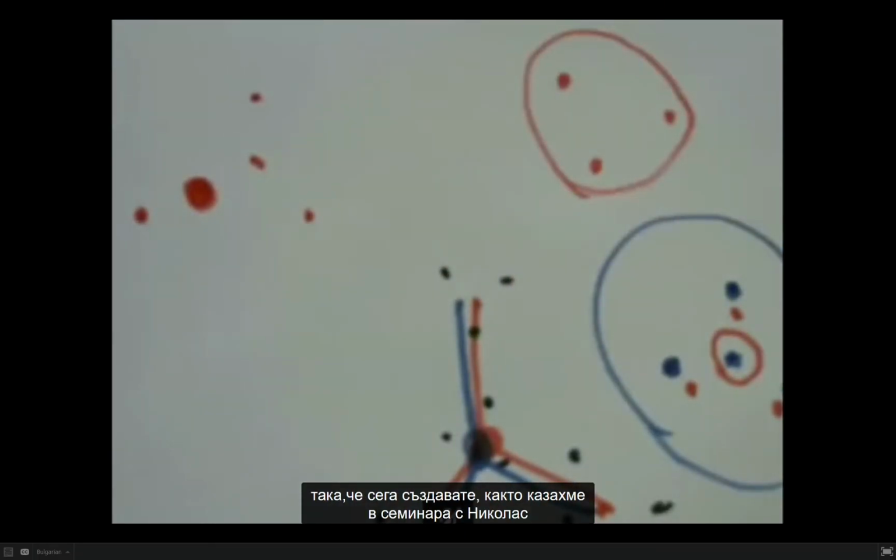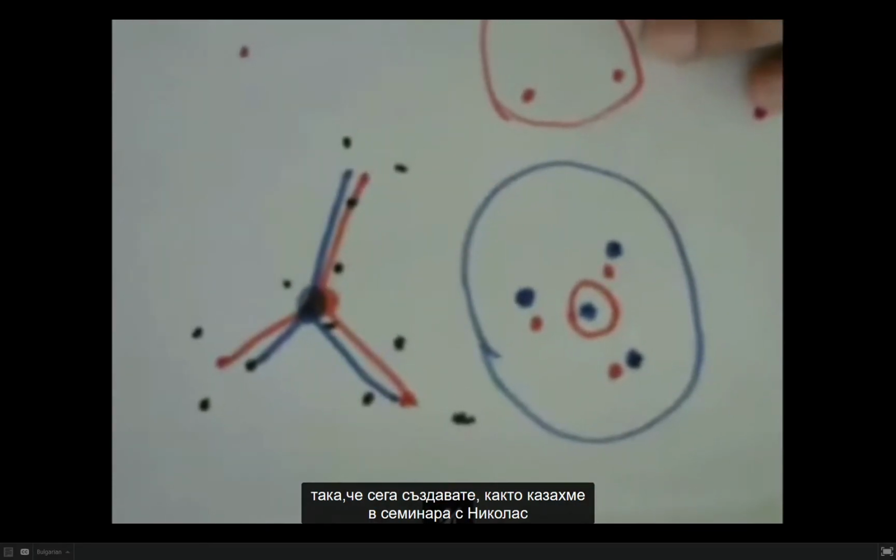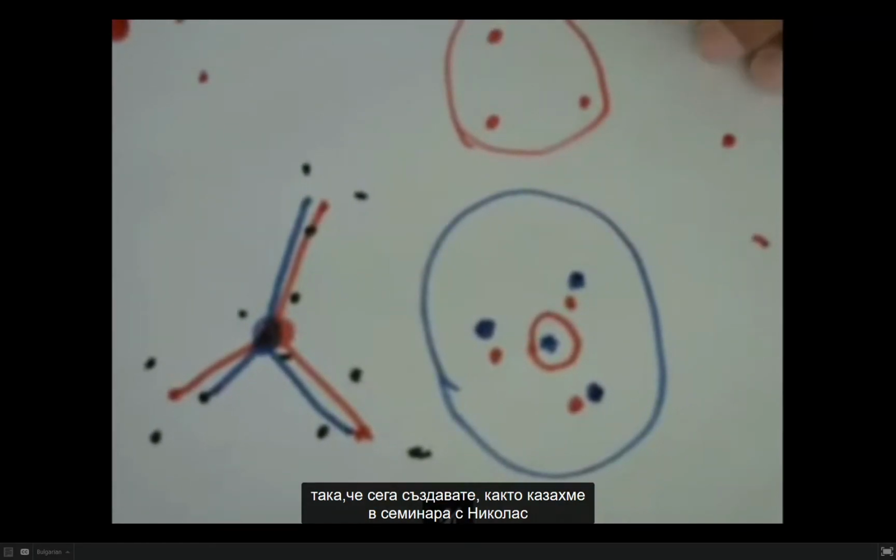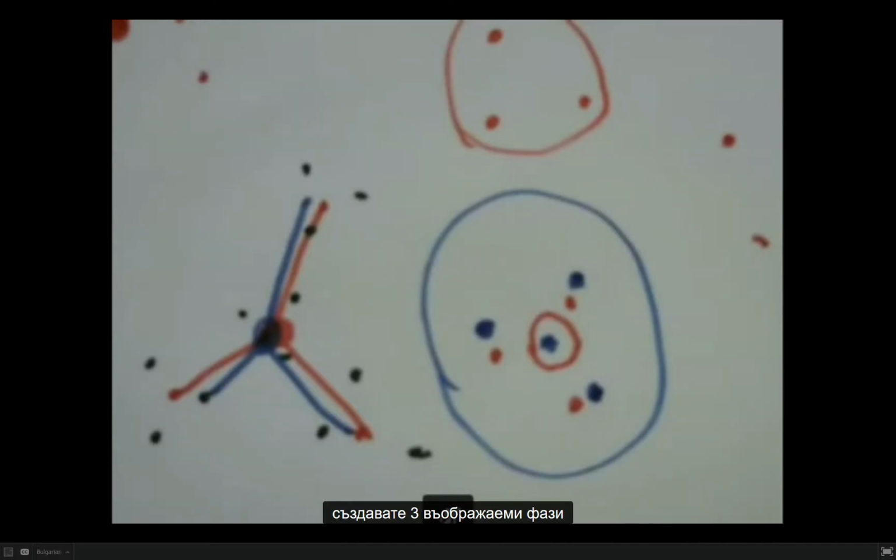So now you create, as we said in the teaching with Nicholas, three imaginary phases which with the center line 3 become totality. So you get 12 segments. And that's how plasma works, because the division of the plasma dictates the power of the division.